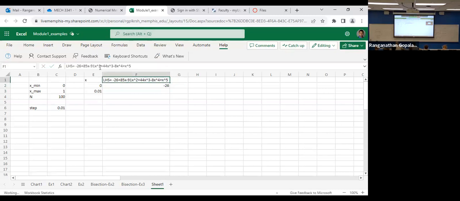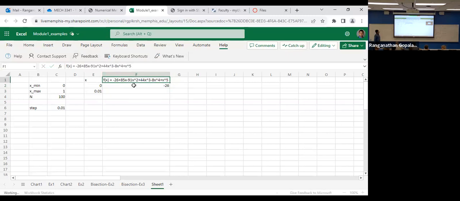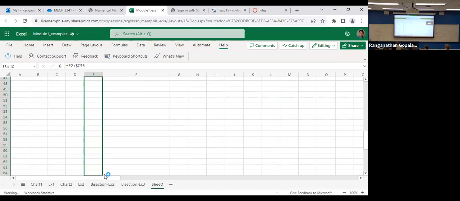I can just write f of x. I don't even have to call it LHS now. F of x equal to this. Please do this. Are we good? Is anybody not sure how to proceed? So what do you do next? You have a formula written. You can drag it to the next row. You get minus 25 something, and you want to increment this. So if you want to go on till say x max equals 1, you just need to drag it down to whatever point you need it.